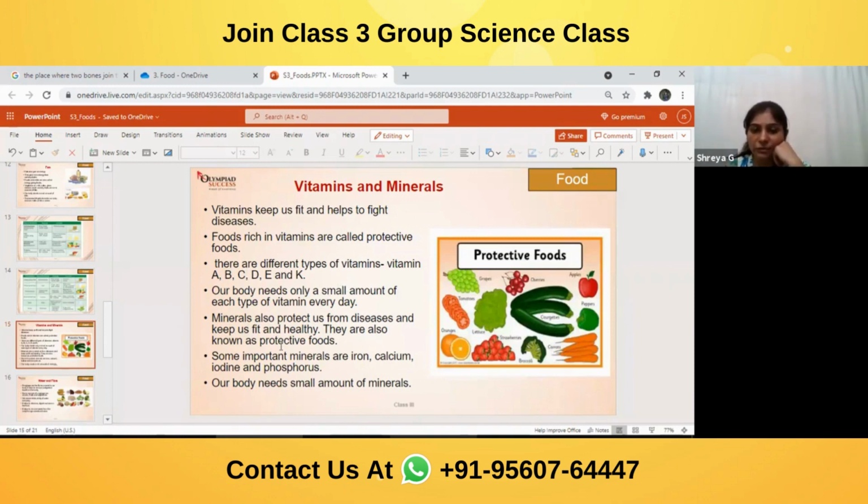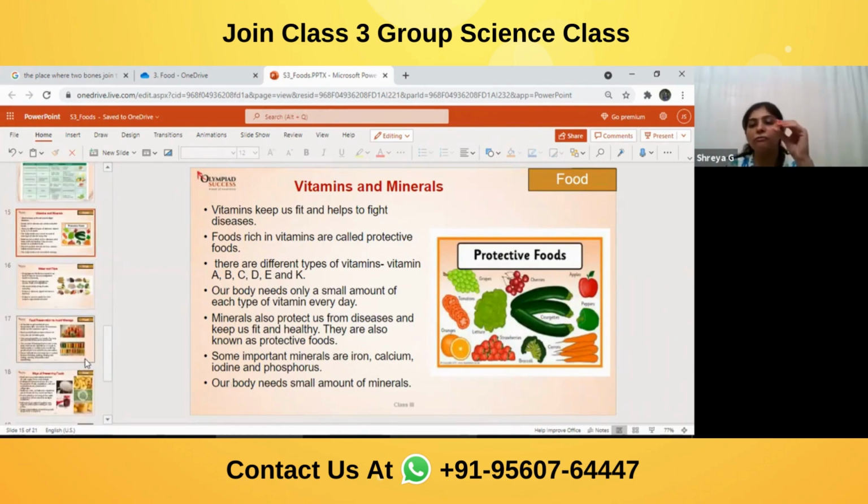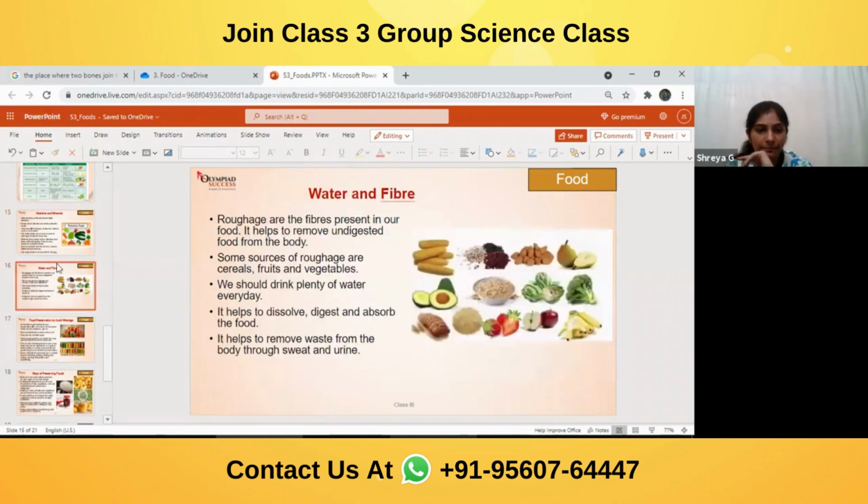Minerals also protect us from diseases and keep us fit and healthy. They are also known as protective foods. Some important minerals are iron, calcium, iodine, phosphorus. Our body needs a small amount of minerals. So our body needs a small quantity of vitamins and minerals, but every day. It is also a part of a balanced diet.